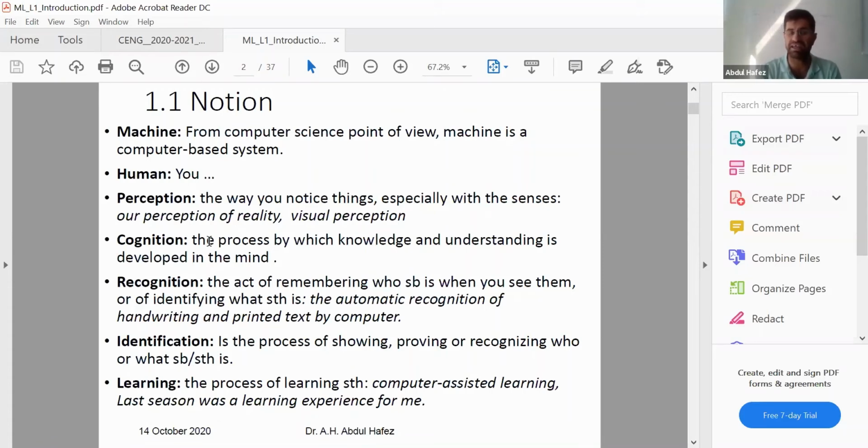It is about learning now. We already know about machine. Now we want to know about learning. What is learning? Learning is the process of learning something. Sometimes we say computer-based learning, face-to-face learning, online learning. Learning what? Learning something, okay?